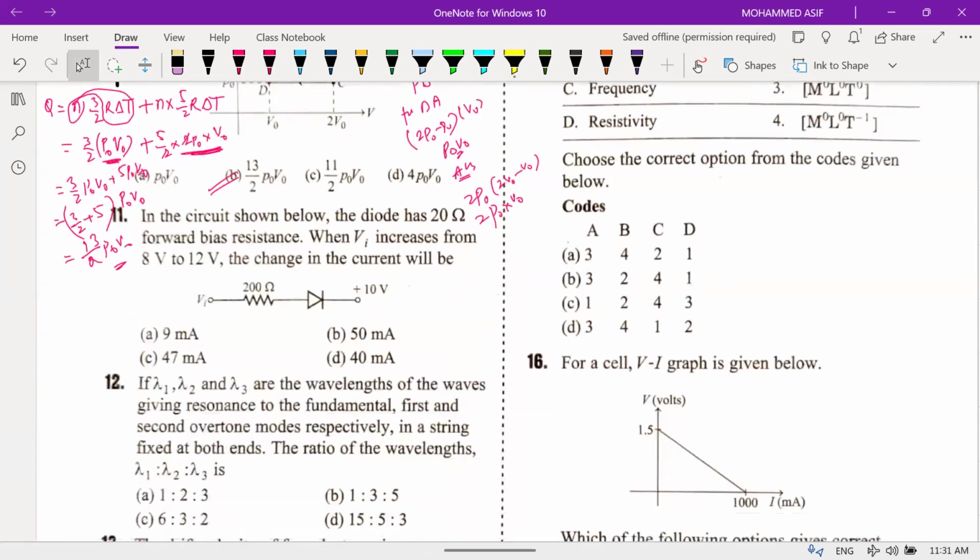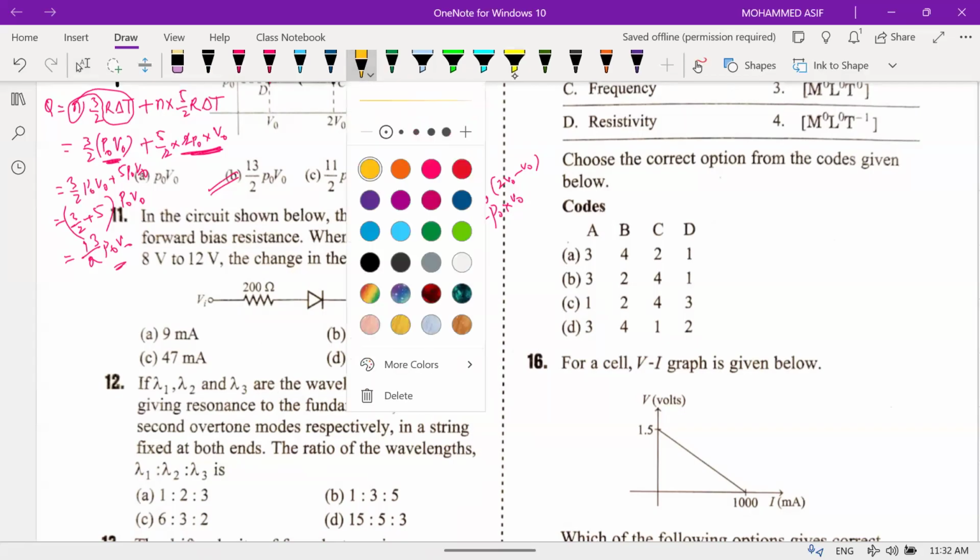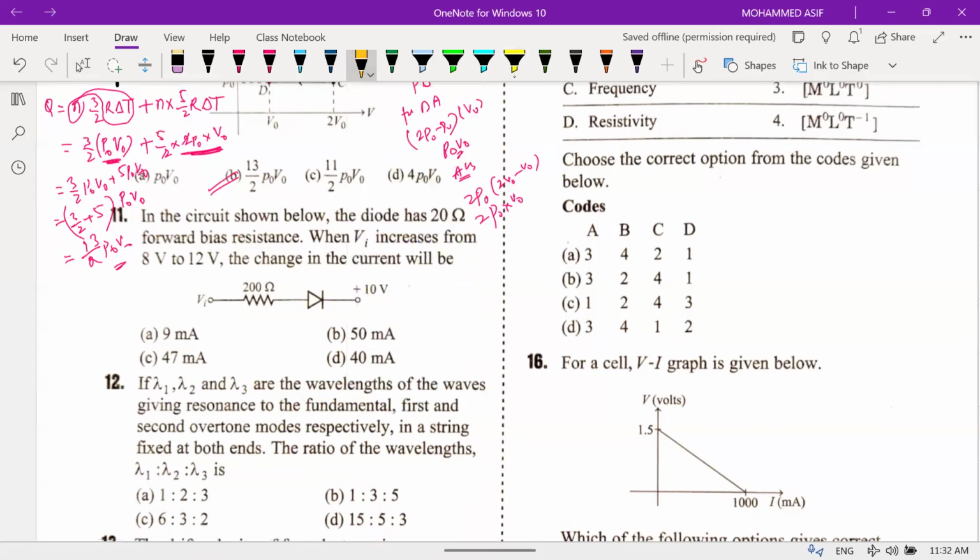Next one, the 11th, a very important question. Semiconductors and devices. In the circuit shown below, the diode has a 20 ohm forward bias resistance. When Vi increases from 8 volt to 2 volt, the change in the current will be how much? Can anyone tell? The diode has 20 ohm resistance, so this is forward bias.